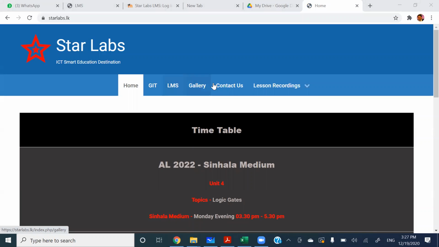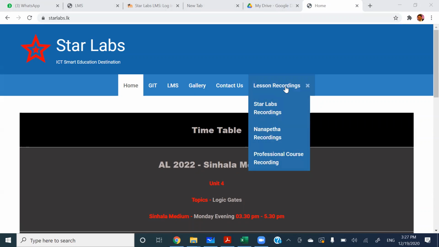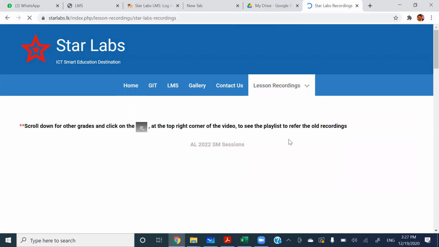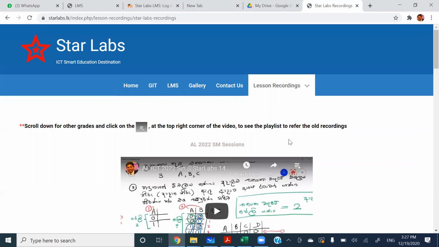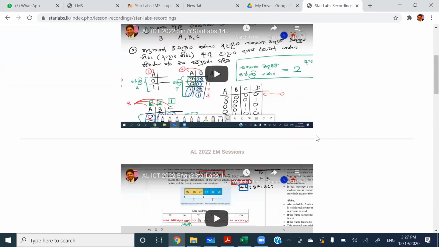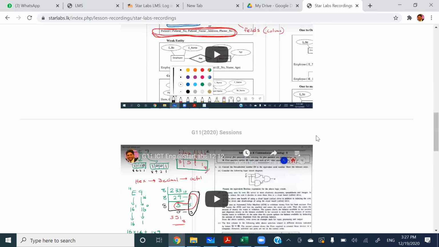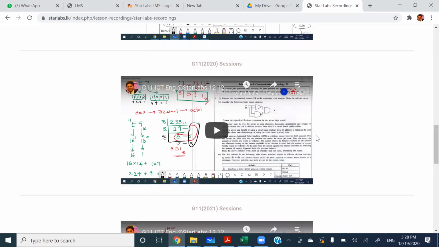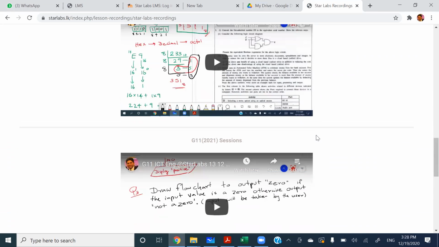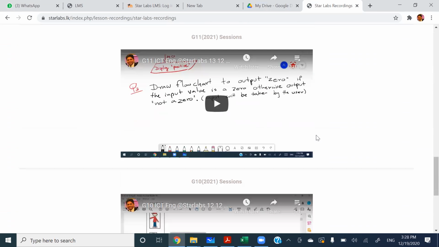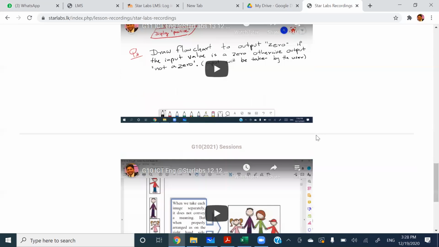In here, you have this drop-down menu called lesson recording. Regarding that, you have Star Labs recording, and there are two more institutes, which are not relevant for you. It doesn't matter, you can go through, but your recordings are under the Star Labs recording. So just click on the Star Labs recording. It will display all the recordings regarding Star Labs, which is categorized into each and every class. So A-level student lessons are at the top, and coming down, grade 11 students, which is 2020 grade 11 people because their exam is being shifted, and the lessons of grade 11, which is the freshers or the 2021 grade 11, and your lesson.